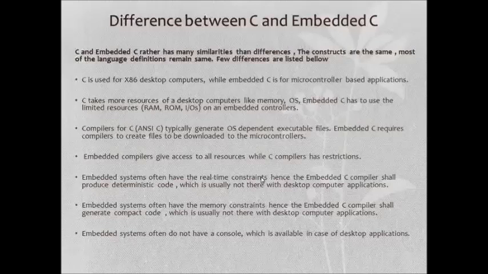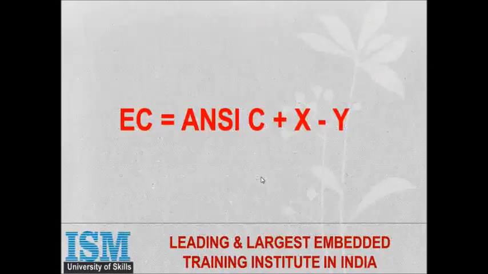I think that's what I wanted to say about embedded C. So remember this mathematical equation: EC is equal to ANSI C plus X minus Y. We know ANSI C is a compiler definition for x86 based computers. Plus X refers to language extensions, minus Y refers to limitations brought into this language.